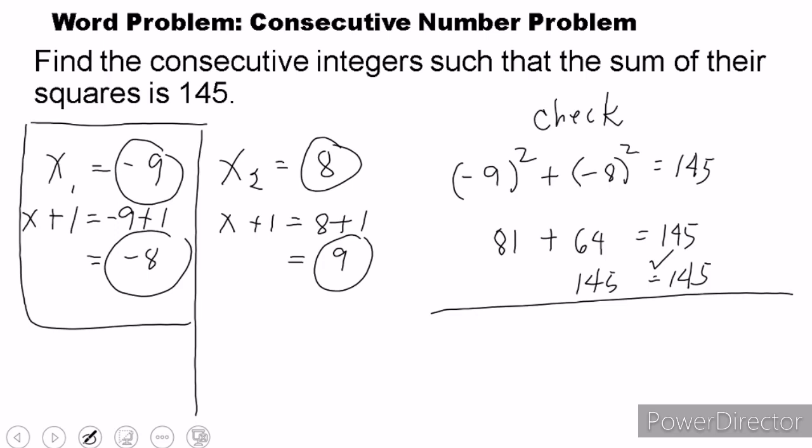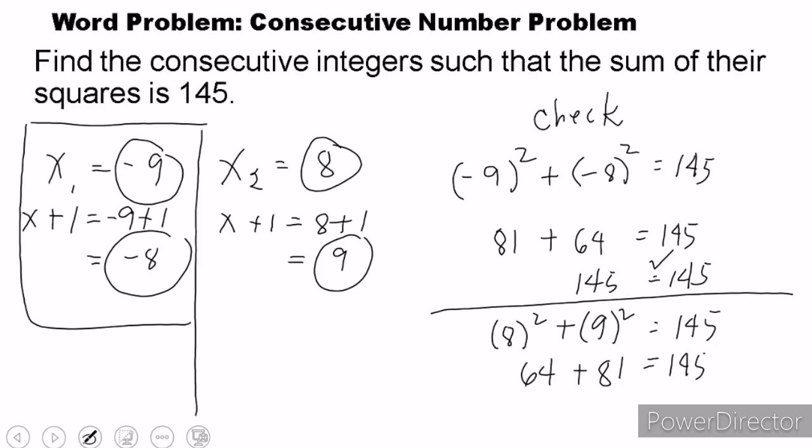Pangalawa, we have 8 and 9. So, 8 squared plus 9 squared is equal to 145. 8 squared is 64 plus 9 squared is 81 is equal to 145. 64 plus 81 is 145, equals 145. So, tama yung sagot natin.